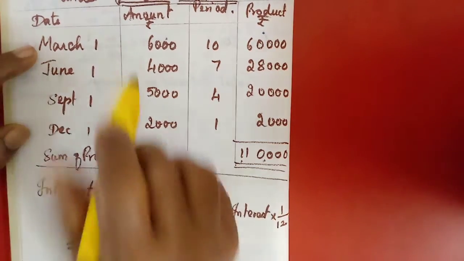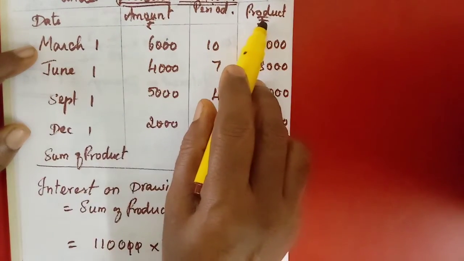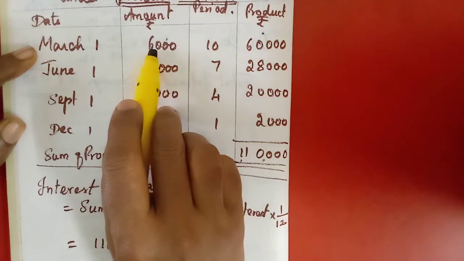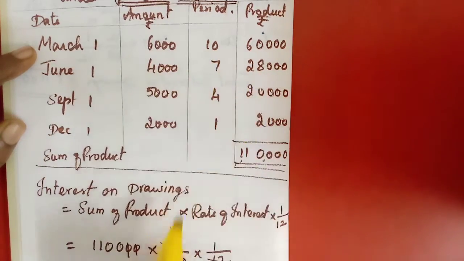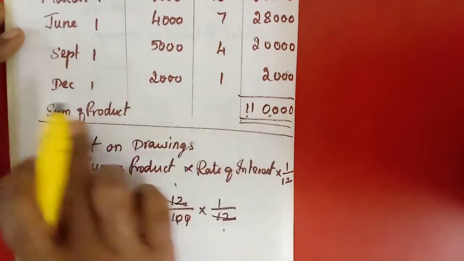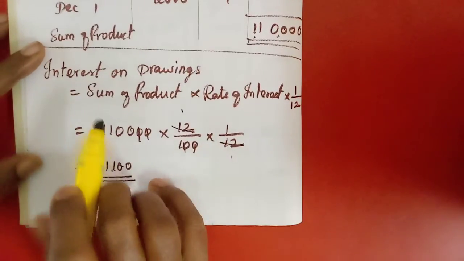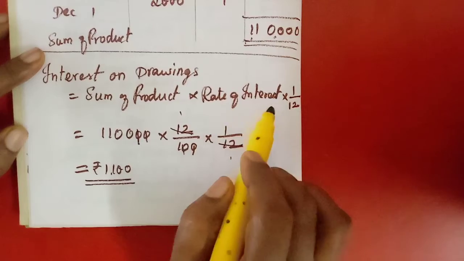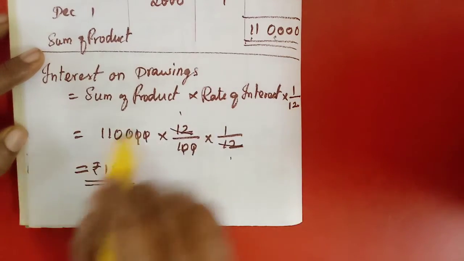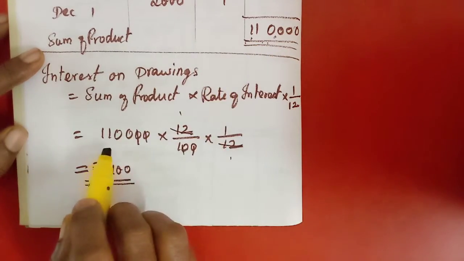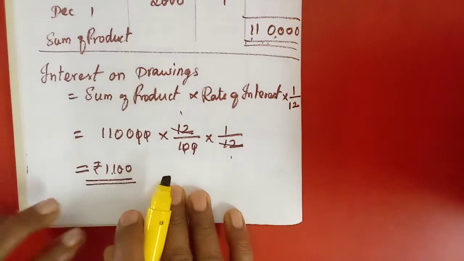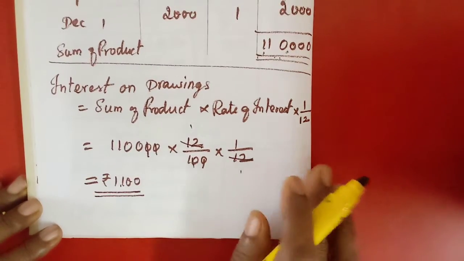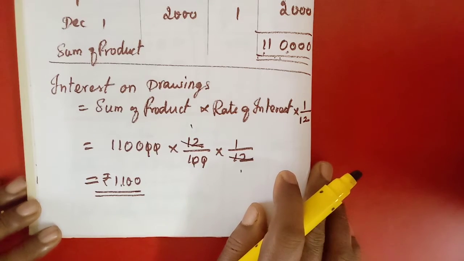But here, in the product method, we have to find the product, that is, multiply the number of months into the amount he has withdrawn. After adding that sum of product, we write the formula: interest on drawings is equal to sum of product into rate of interest into 1 by 12, that is, sum of product into 12 by 100 into 1 by 12. Understood, students? Only one problem they have given.